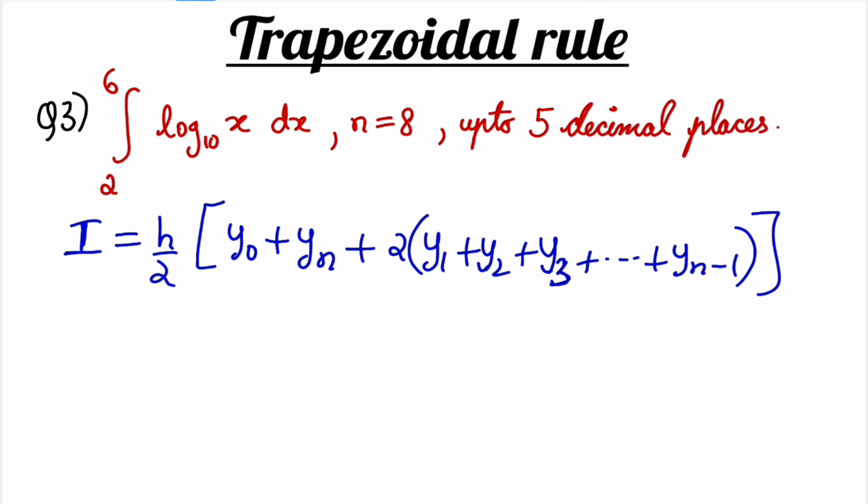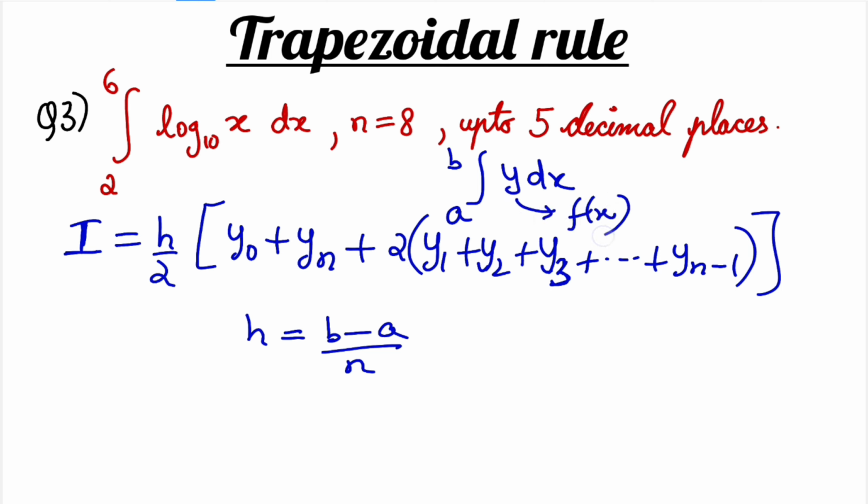The width is very important. The width between the intervals, that means the h value, is nothing but b minus a by n. So what are b and a? Always remember it will be in the form of integral from a to b of y dx. Y is nothing but f of x, a function of x. Here a is the lower limit, which is equal to 2. B is the upper limit, which is equal to 6. And y is f of x, which is this part.